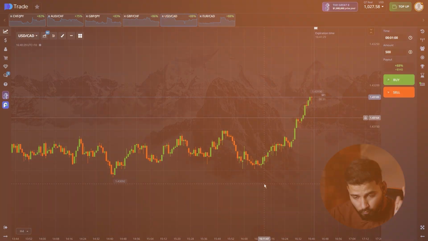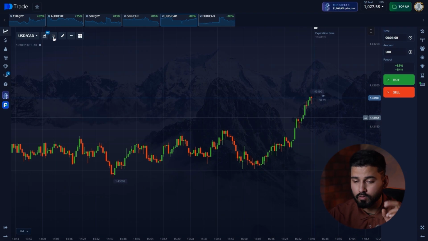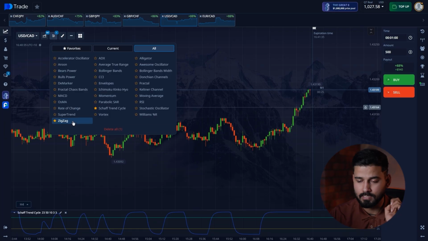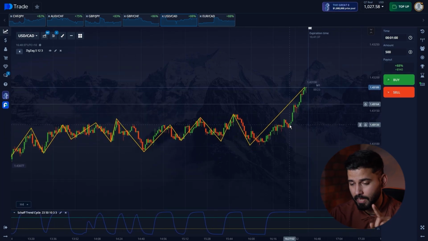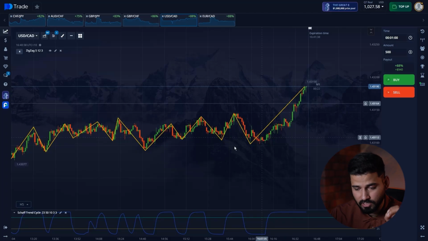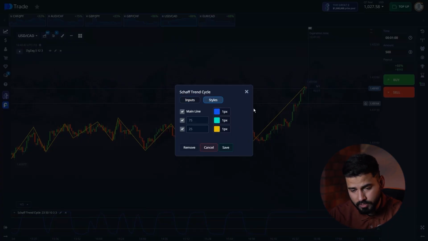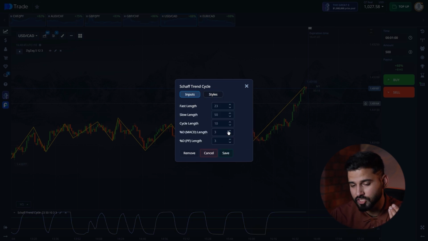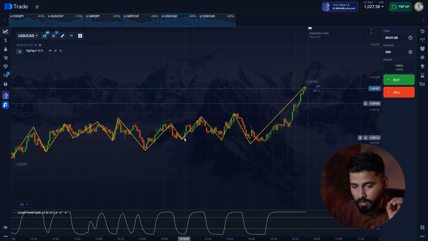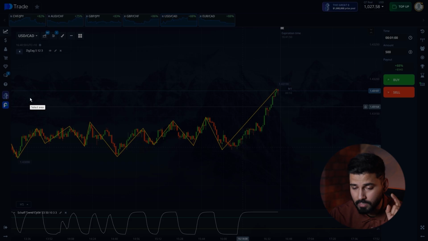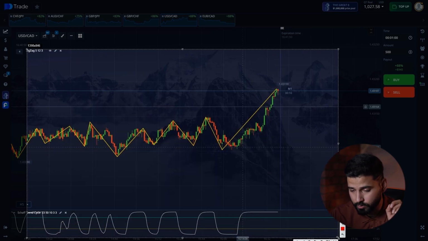Let's begin. First, we will add our two trading indicators, the Sharp Trend Cycle and ZigZag. We'll keep ZigZag at default settings, but adjust the trend cycle's visual presentation slightly. I will change its line to white for better visibility on the chart. Perfect. Now our strategy is fully configured. Let's examine how to properly execute a trade.